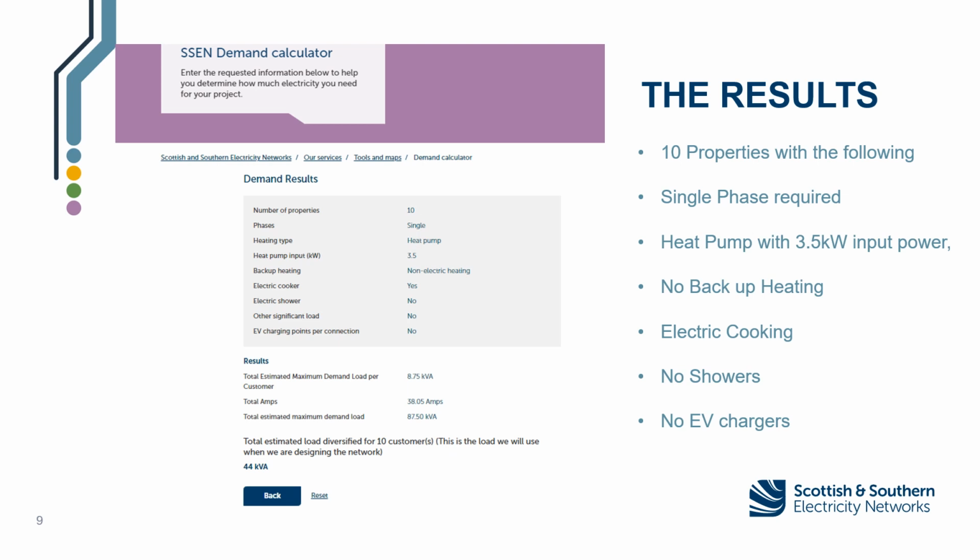But when you compare this to the diversified load, which is the load that we would actually see on the network for 10 customers, you can see it's a lot less. So in this case, the maximum demand for the site is 87.5, whereas the diversified load is 44 kVA. So this would give a demand after diversity per plot of 4.4 kVA.